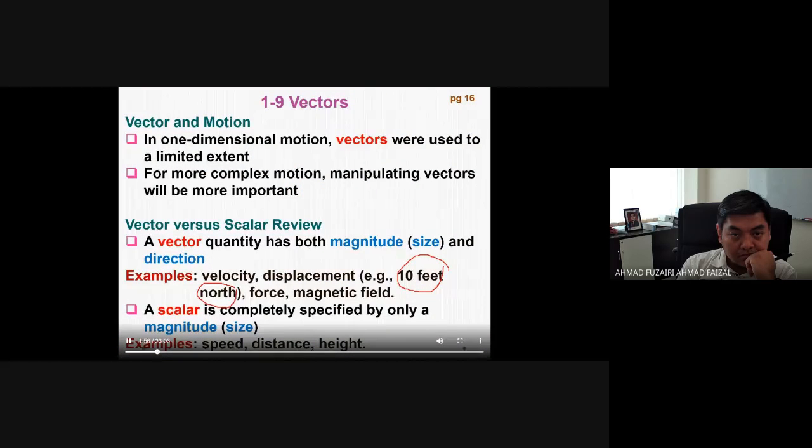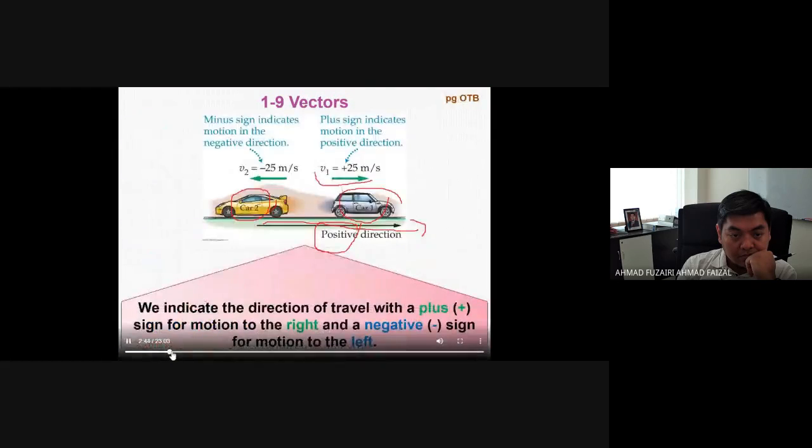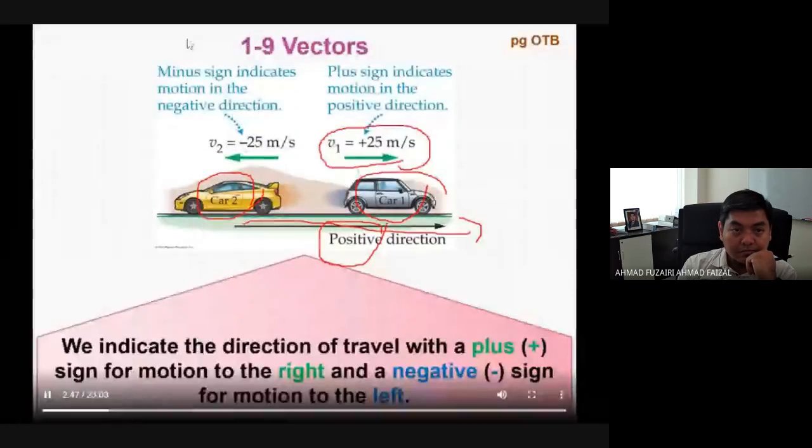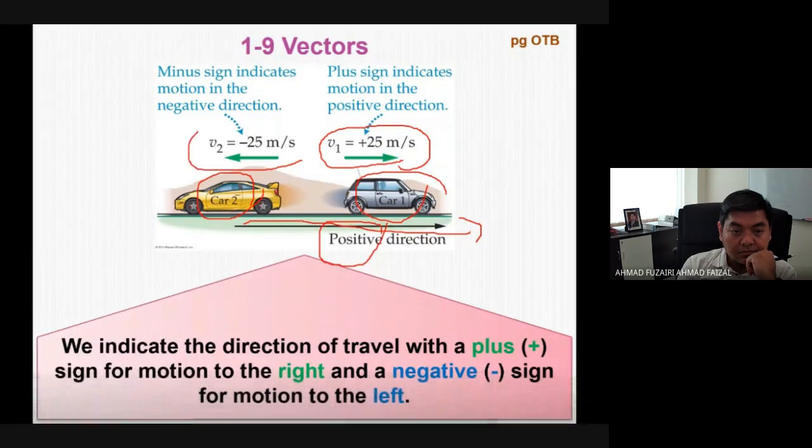Okay, and then positive 25 meter per second, whereas car 2 traveling negative 20.